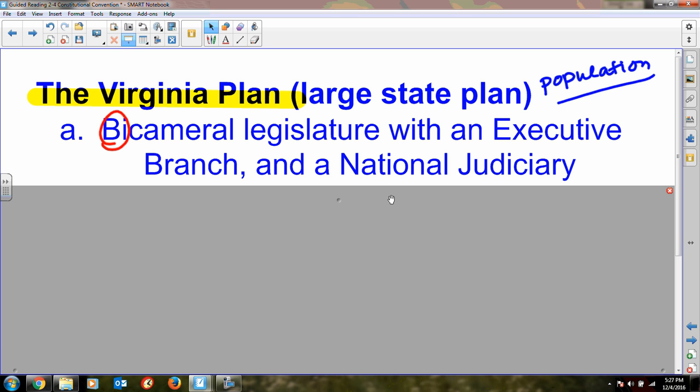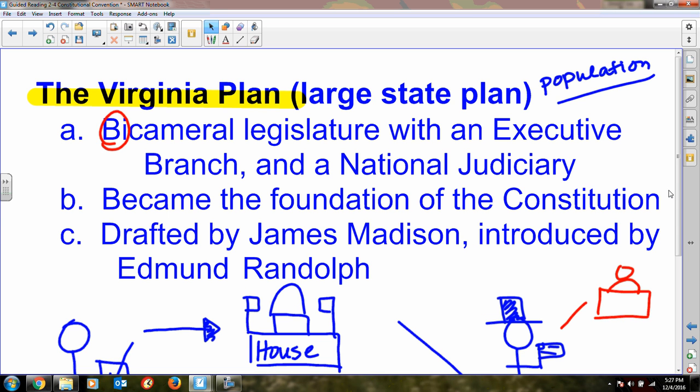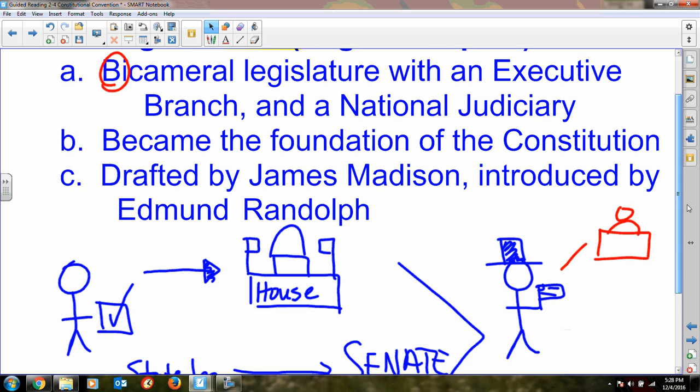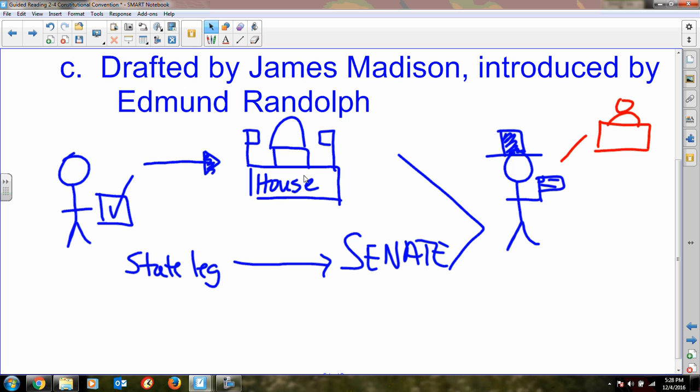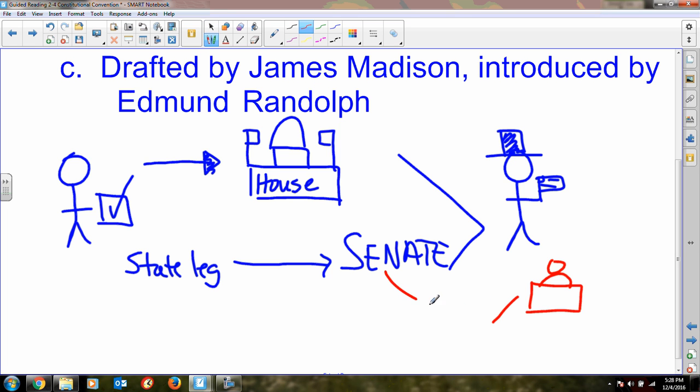Another thing is that they did believe in an executive branch. The executive branch would be chosen from the legislature again, and the judiciary would be chosen by the legislature. So as you can see by my graphics, the people would choose the House of Representatives. The state legislature, for example, in Iowa, Des Moines, would choose the Senate. These two would choose the president, and the national judiciary would be chosen by the legislature as well.